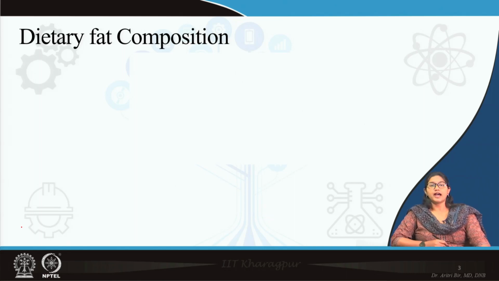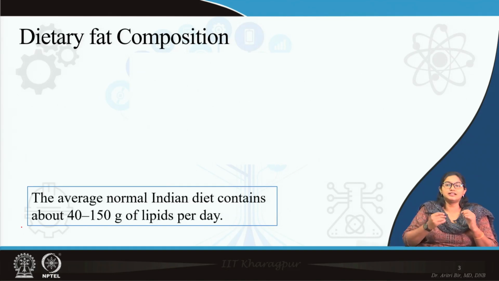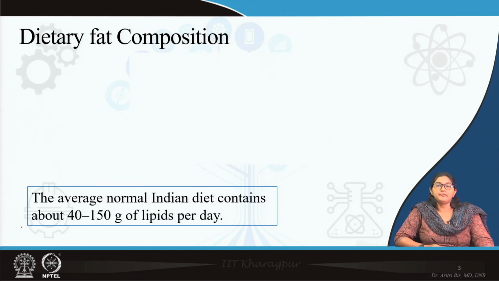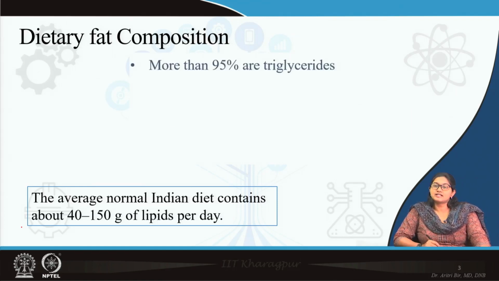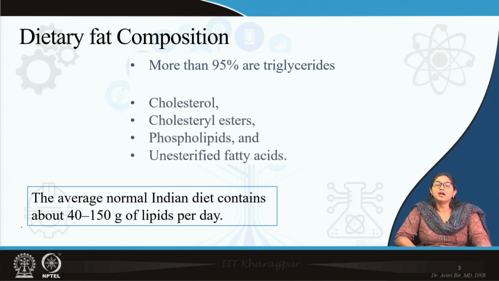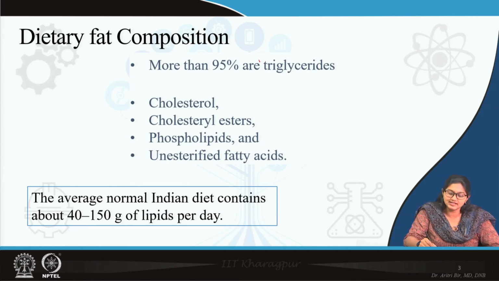So, here is the dietary fat composition I am going to discuss, but before that you should remember that in the Indian diet the average normal content of lipid is mostly 40 to 150 grams. Of them, 95% are actually triglycerides. The other lipids in the remaining 5% are cholesterol esters, phospholipids and unesterified fatty acids. So, you can see the major dietary lipid is actually triglyceride.